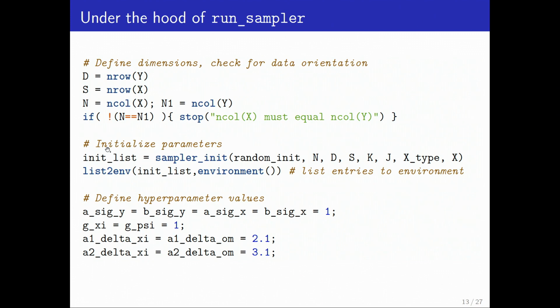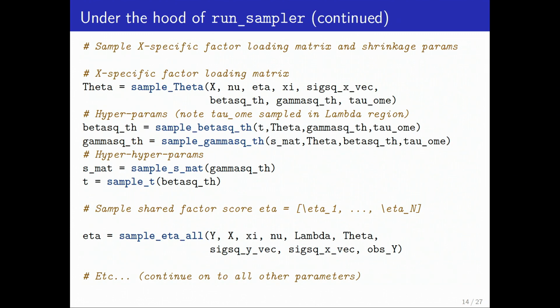And then here's the parameter initialization. This is where I input whether I wanted just random initialization or the SVD-based initialization. And then here are some hyperparameter values that we're defining. So this is the stuff that lives in run sampler prior to actually doing the sampling. It's all the behind-the-scenes setup that happens to make sure that the sampler can actually run. And then if we look at the part of the sampler that actually samples, here we go through, as I mentioned, each of the parameters and hyperparameters, and we sample from the full conditional distribution.